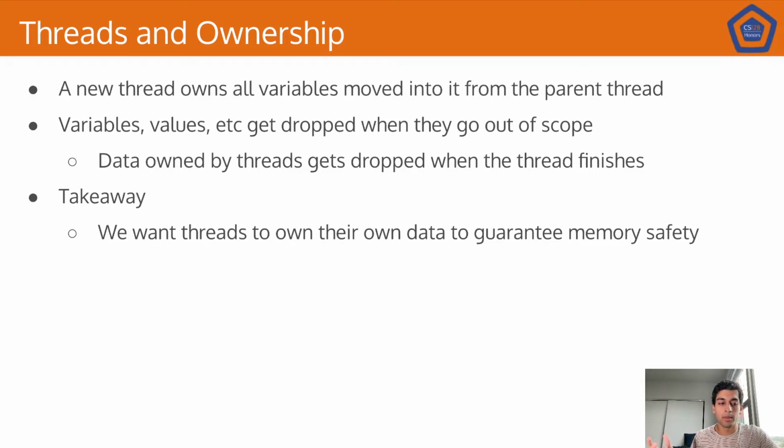And so the big takeaway is we want our threads to own their own data to guarantee memory safety. If some thread owns some piece of data, we do not want another thread to also be looking at that piece of data because that data might go out of scope. And so then we get an invalid reference. And we'll see what this means in the next few slides. So, like I said, why do we want this?